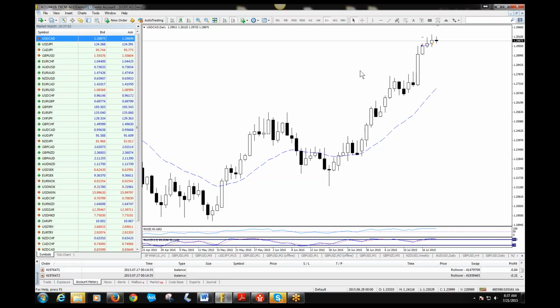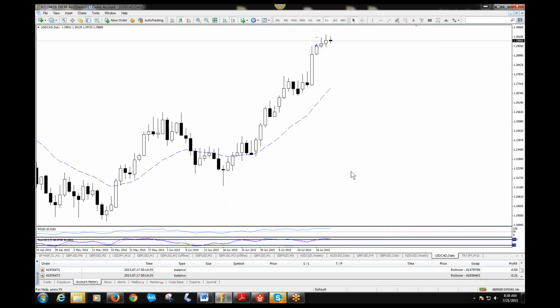Also, I showed that the dollar CAD on the daily broke out to the upside of an up channel. Dollar CAD daily, up channel, and also broke out of the previous high. Give me control so you can show us which channel. All right, hang on a sec.